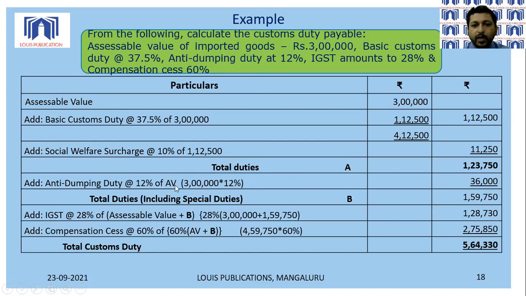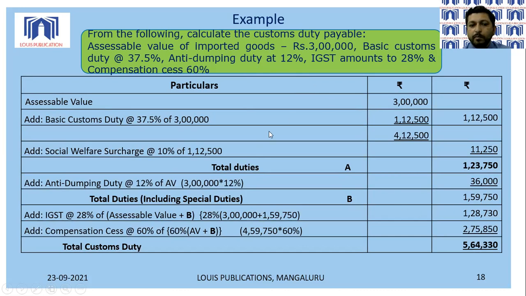We have anti-dumping duty at 12%. As I mentioned, if the rate is given, it is always calculated on the assessable value. If the amount is given, simply you will take the amount and record it. So assessable value is 3 lakh, anti-dumping duty is 12%. So 12% of 3 lakh is 36,000. So I get 1,59,750. There are no other special duties. So this itself is total duties, including special duty, and we call this B.